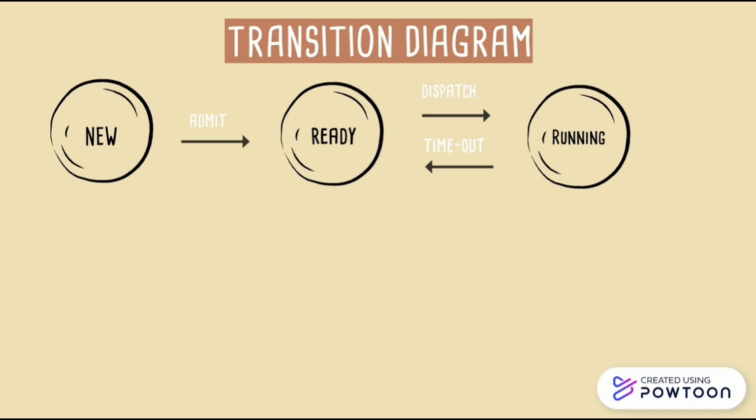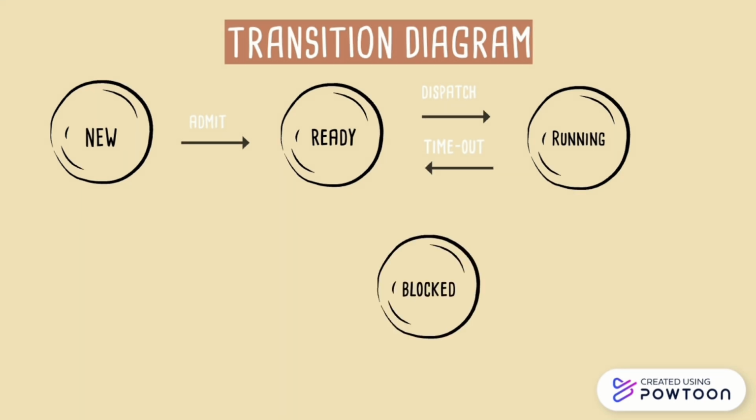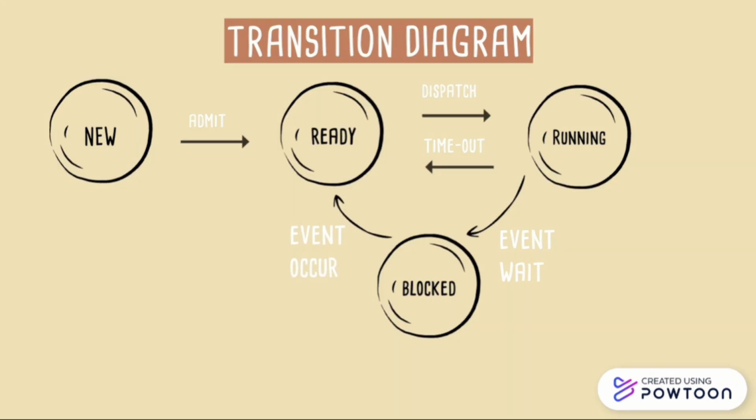And this transition occurs when the process has used its allocated CPU time slice. The process moves back to the ready state to wait for another turn to be executed. This transition occurs when a running process requires an I/O operation or some other event to complete. The process moves to the blocked state to wait for the event to occur.